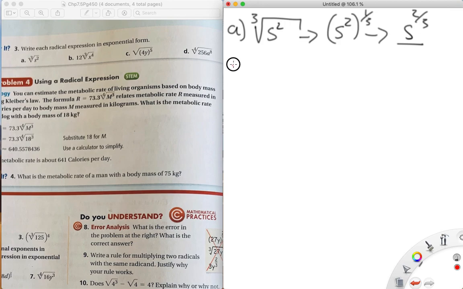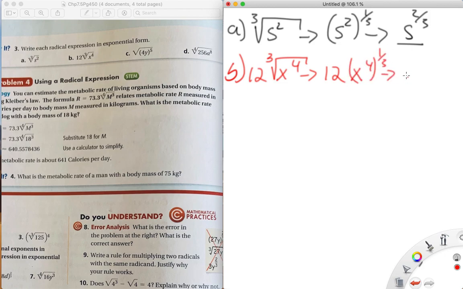And then for b, we have 12 times x raised to the 4th, to the cube root. So that's 12. And notice that it's not in parentheses with the 12, so we don't have to do anything with the 12. That's x to the 4 raised to the 1/3 power. So that's 12 x to the 4/3.